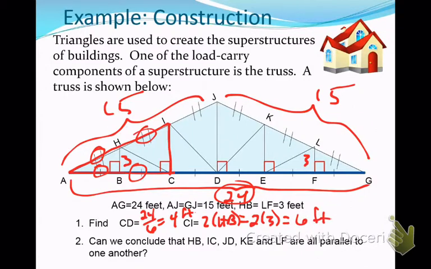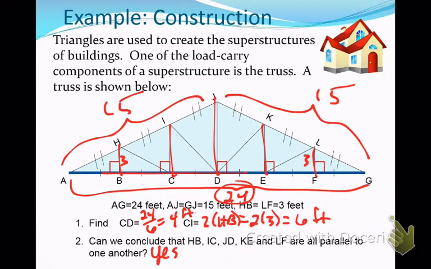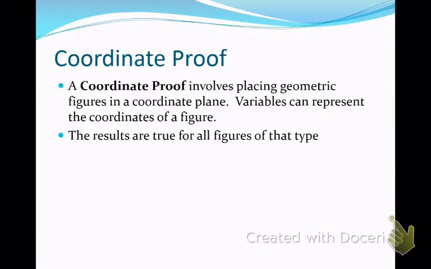Now, in this picture, can we conclude that HB, IC, JD, KE, and LF are all parallel to one another? And I think the idea is to use the mid-segments, but we already know that these guys are all perpendicular to the same line here. So that makes them parallel to each other as well. We had one of those parallel line theorems that said that if two lines are perpendicular to the same line, they have to be parallel, and that's true all the way across here. Okay? Another little application of mid-segments and the parallel line theorem.